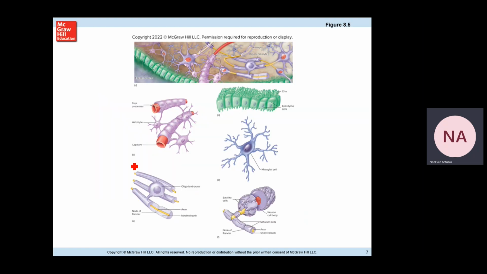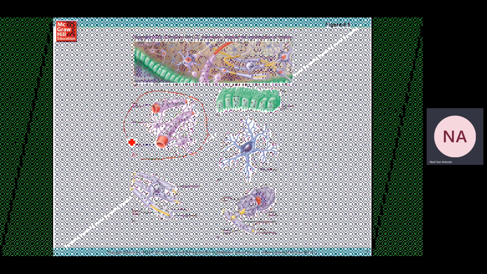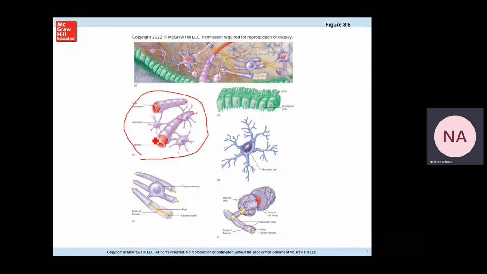So what are astrocytes? These are your astrocytes. They are called astrocytes because of their shape. They are star-shaped. Astrocytes are considered the main supporting cells of the central nervous system. And as you can see, they have foot processes that wrap around the capillaries of the brain, because one of their functions is to form the blood-brain barrier.